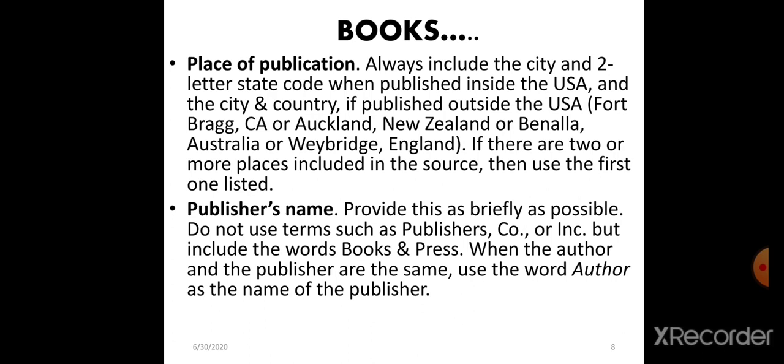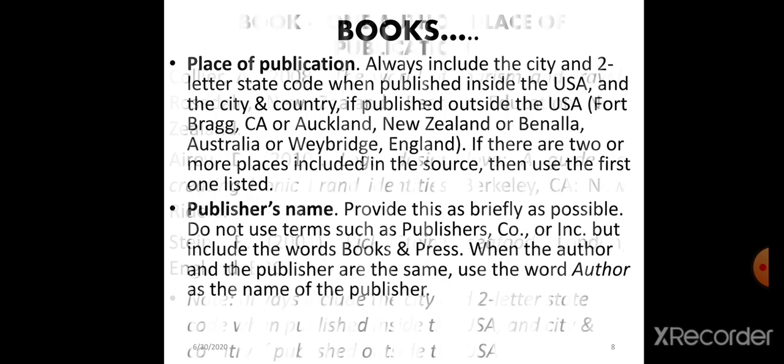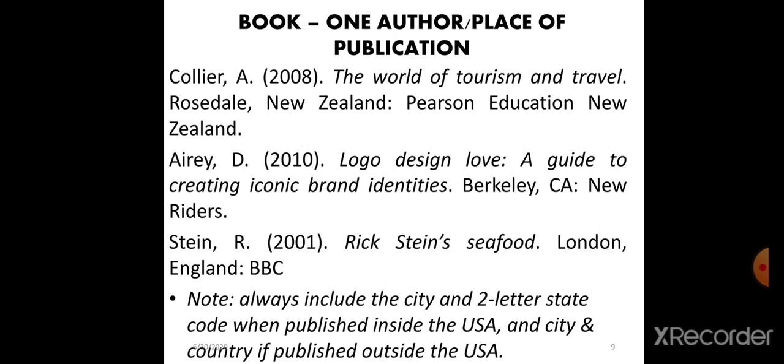Publisher's name, that's the important one. There's no need to give words such as "Co." or "Company" for publishers. Just write the name, which includes Books and Press. OUP, sometimes we write CUP, we sometimes write Cambridge University Press, Oxford University Press. When the author and the publisher are the same, use the word "Author" as the name of the publisher. Book, one author, place of publication.